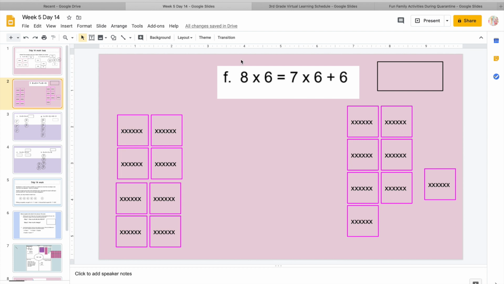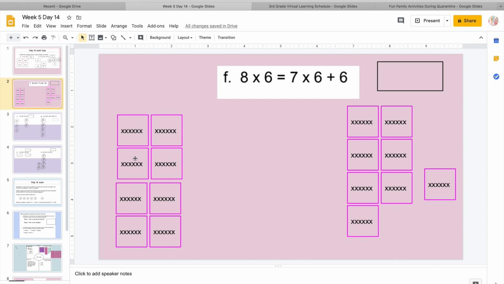Okay, so now let's look at F. F is 8 times 6 equals 7 times 6 plus 6. Remember, we look at one side of the equation at a time so that we don't get confused. I'm just going to look at 8 times 6. So I'm going to make 8 boxes. 1, 2, 3, 4, 5, 6, 7, 8. And inside each box, I'm going to put 6 x's to represent my 6. So I have 6 inside of each.